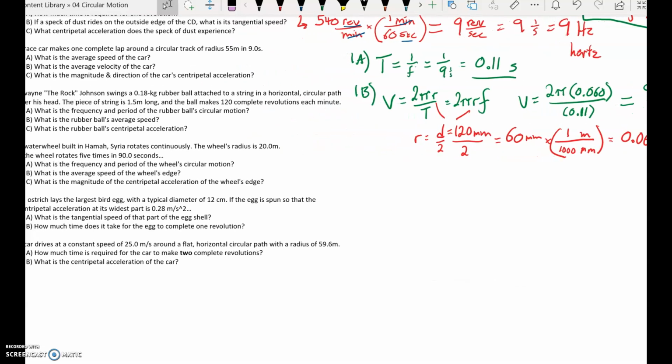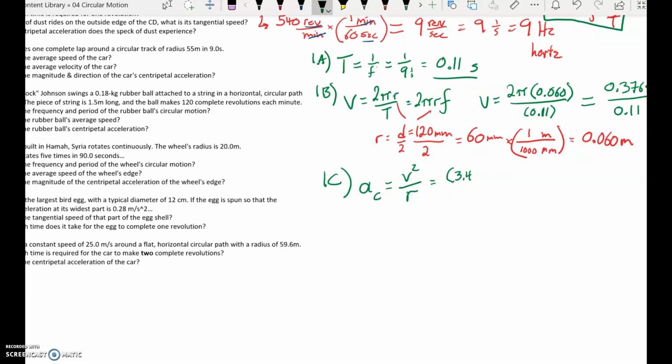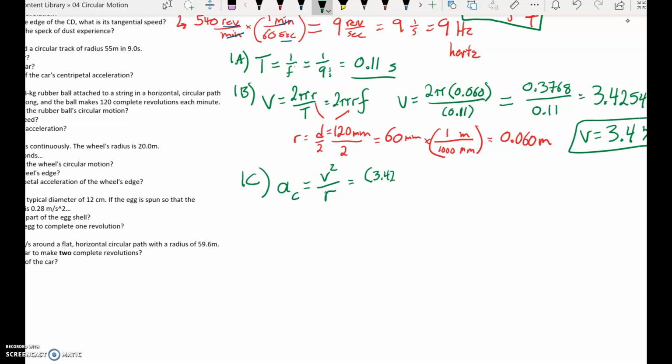And finishing out our example problem of 1C, what centripetal acceleration does the speck of dust experience? Centripetal acceleration is v squared over r, so I get to plug in my speed of 3.425. I don't want to round too early and get an acceleration that's incorrect because it's rounded too much, divided by our radius of, we saw this above in red, 0.060 meters.